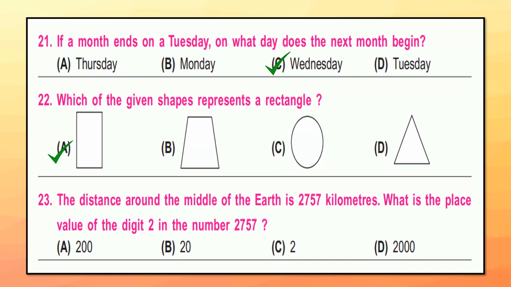The correct answer would be option D, 2000. Here the number 2 is in the thousands place. So therefore the correct answer for this question is option D, 2000.